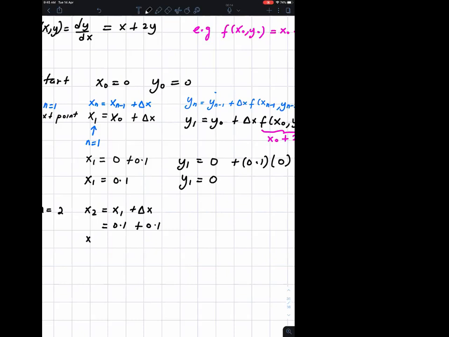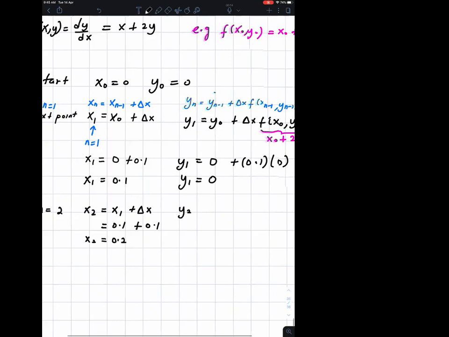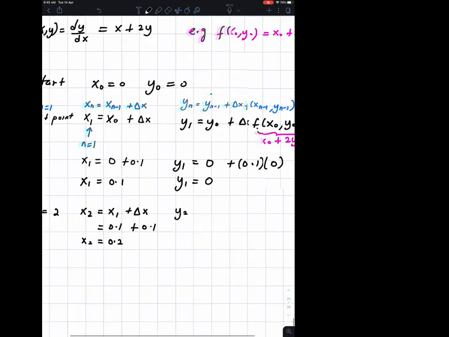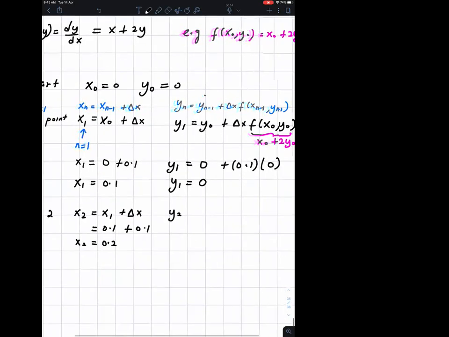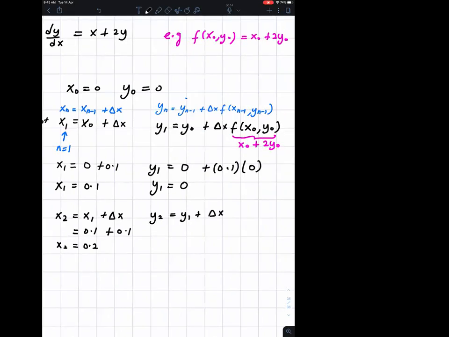So therefore, X2 is 0.2. What is the corresponding Y2? Go to the formula. Y2 is Y1 plus delta X multiplied by F(X1, Y1).